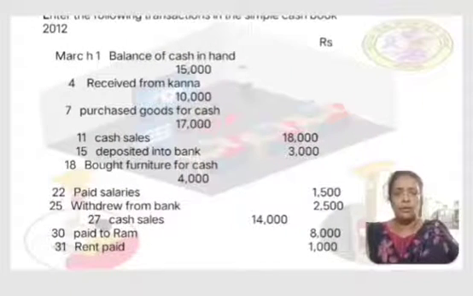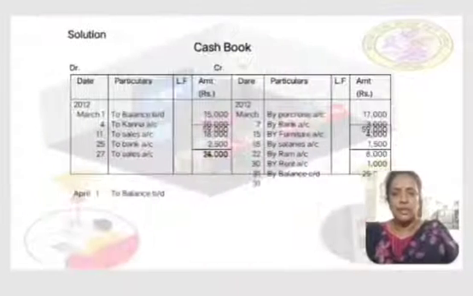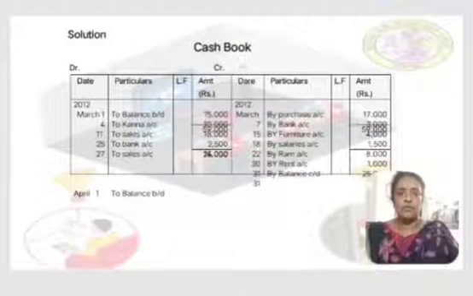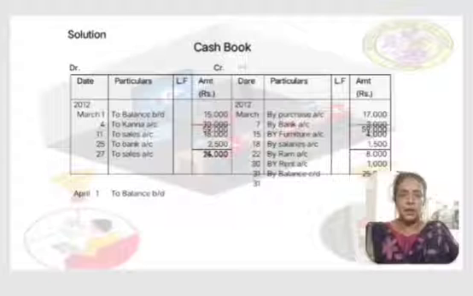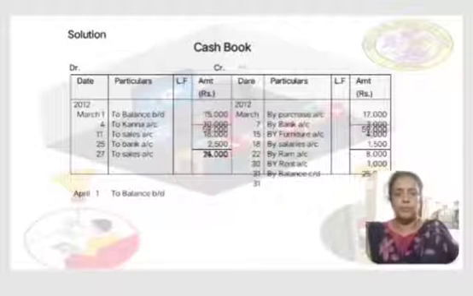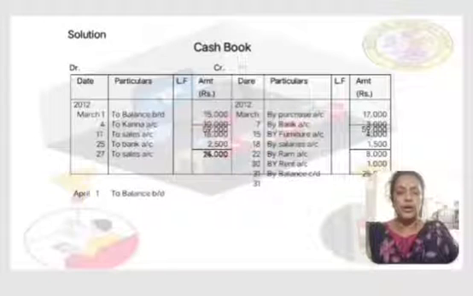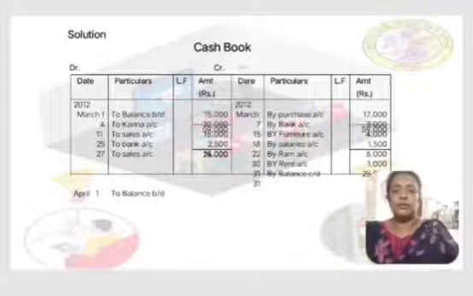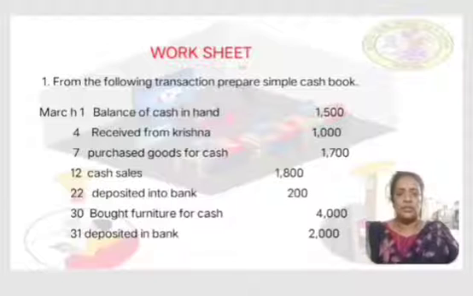So you can go through this example. This is what is mentioned here. If you go through this example, you will understand how to prepare the cash book. The same example is also explained here. Almost all entries will be same. So refer to the books which are mentioned.